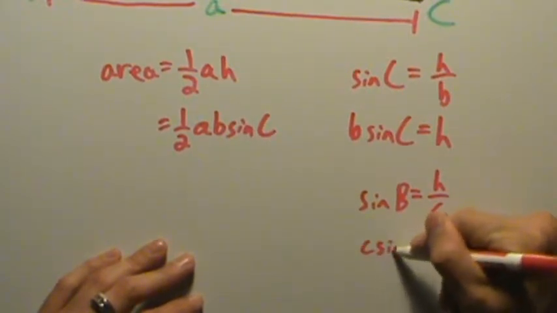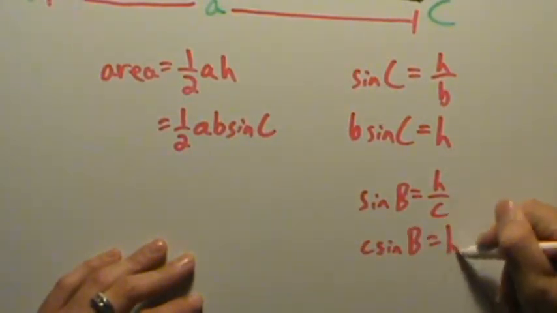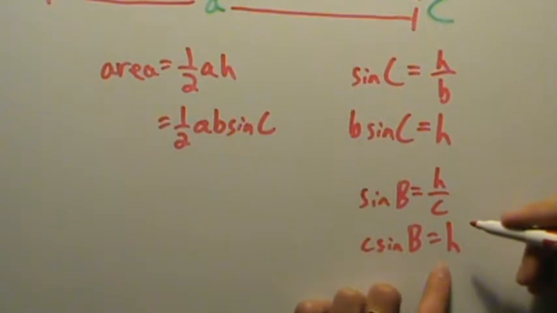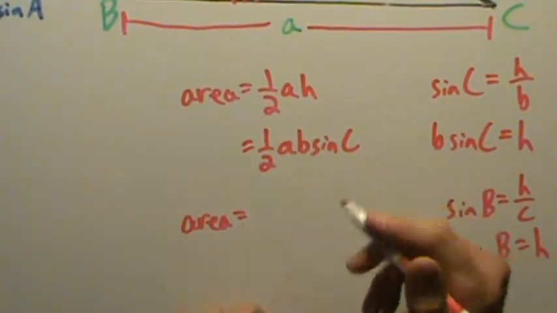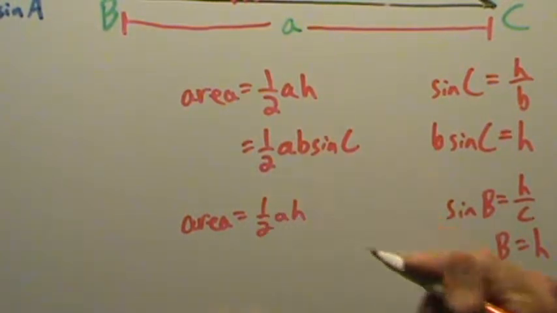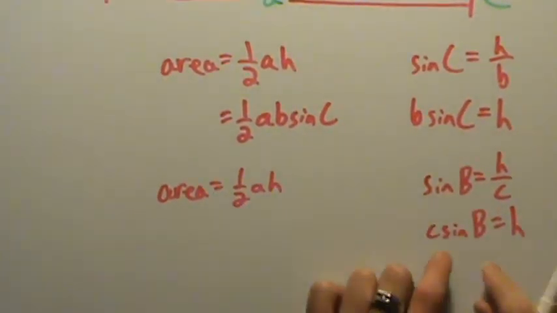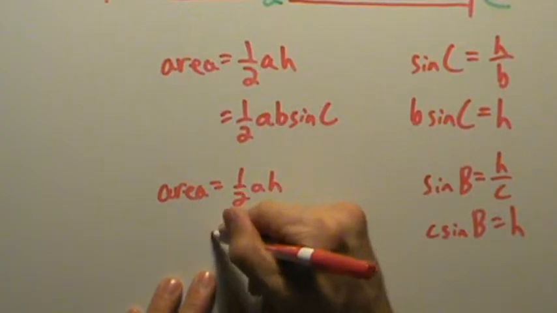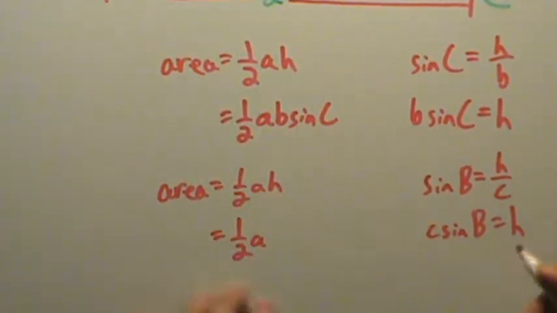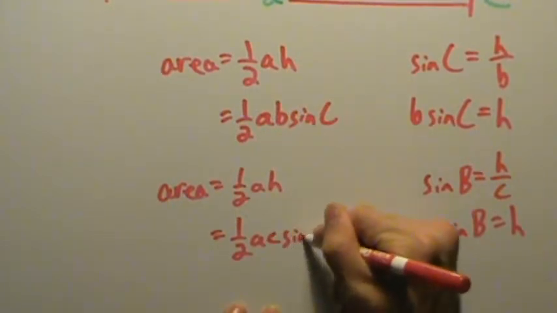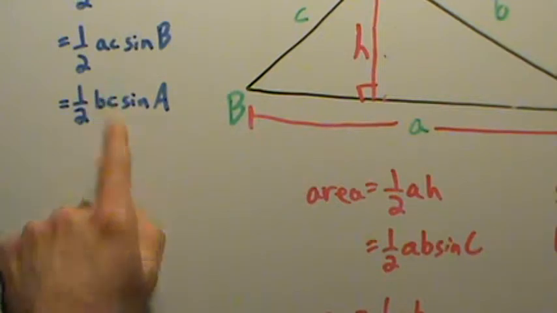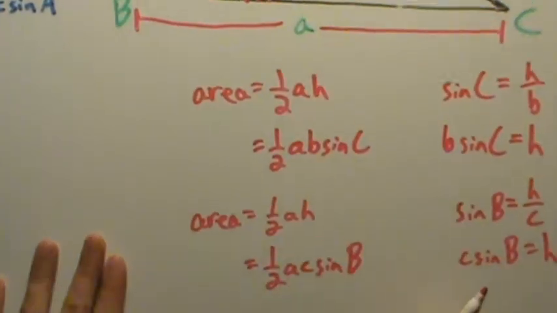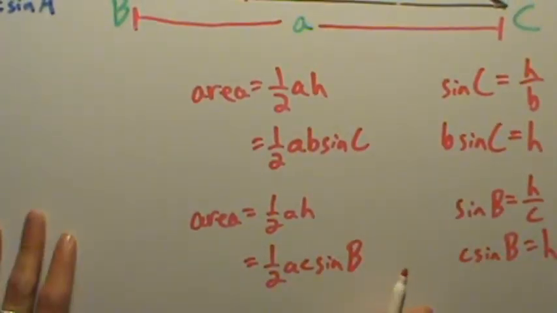Multiply both sides by c, and we have c sine B equals h. So now going back to here, 1/2 a h. Now we can take this expression for h, c sine B, and stick it up into here, and then we get 1/2 a times c sine B, because c sine B is h. Okay, and that establishes the second formula for the area of an obtuse triangle. Now one more thing to go, and that'll cover all the cases.